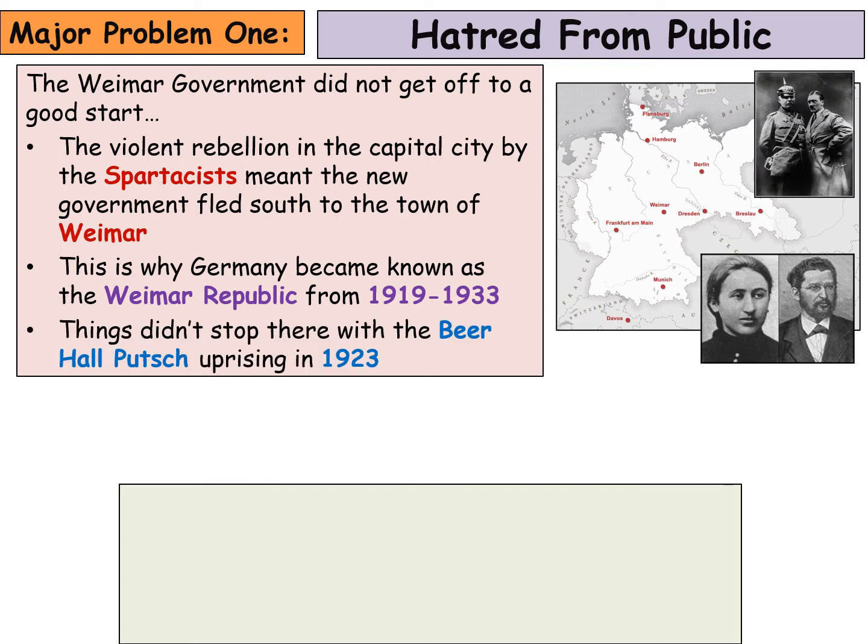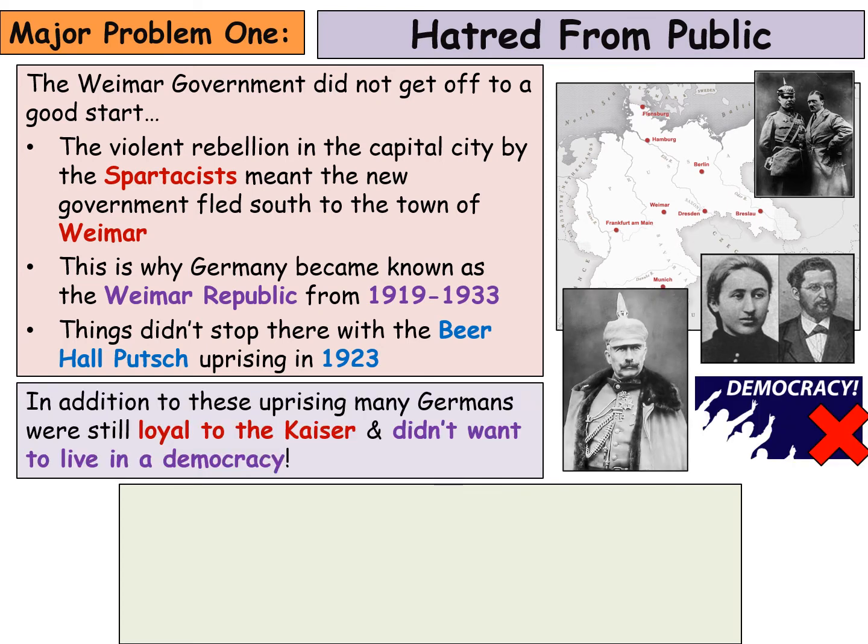And things didn't actually stop there, because in 1923 they also had an uprising from Hitler and the Nazis in the Beer Hall Putsch. Now we've not looked at that in more detail just yet, but you will have seen that happening, Hitler's attempt at taking over, when we watched Rise of Evil, so we will come back to that in a wee bit more detail. In addition to this, there were a lot of uprisings by people who were still loyal to the Kaiser. They didn't want to live in a democracy, they were used to him, they didn't know what to think about this democracy, so they wanted him back, and they sometimes became quite aggressive against the government trying to protest this.